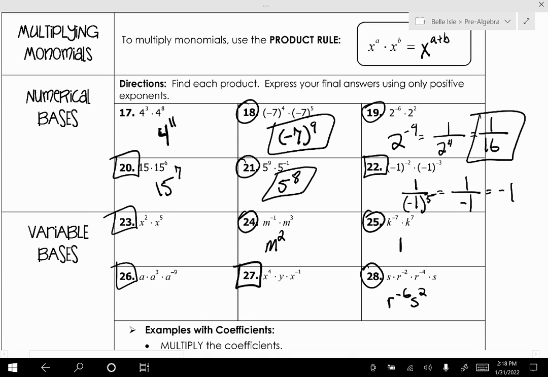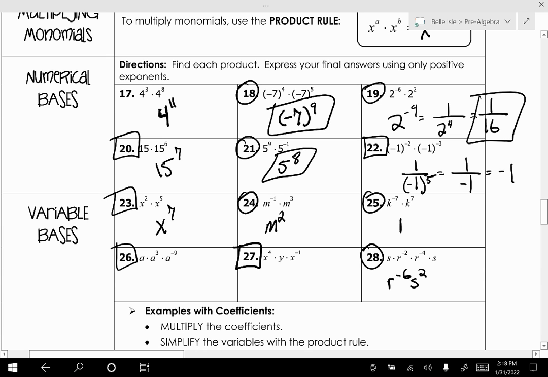Okay, 23. We've got x to the 7th. We have 4a to the -5th, which is going to be 1 over a to the 5th. And then we have x to the 3rd y. Just number 26. You have a to the 1st times a to the 3rd times a to the -9th. So I'm just using product rule. So you've got 1 plus 3 is 4, minus 9 is -5. And so the a then moves to the bottom as a to the 5th.